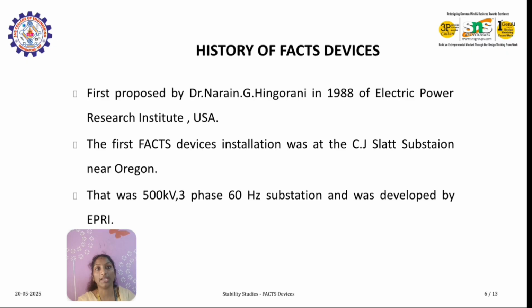First proposed by Dr. Narain G. Hingorani in 1988 of the Electric Power Research Institute, USA. The first FACTS device installation was at the Slatt substation near Oregon. This was the place where FACTS devices were first installed. It was a 500 kilovolt, 3-phase, 60 Hz substation and was developed by EPRI, which is a research institute. So this is the basic history of FACTS devices.